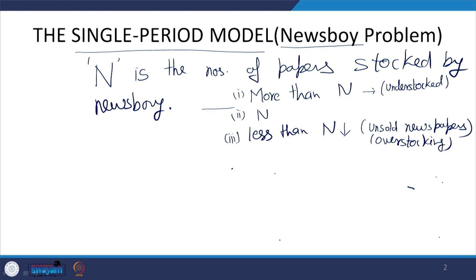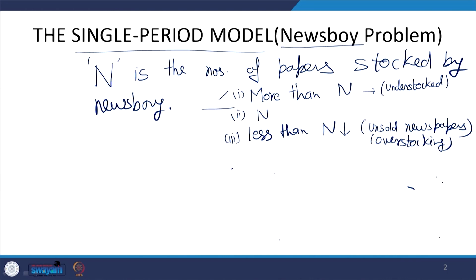So, three possibilities are there: either you have understocked the newspapers, or you have stocked exactly that much which is going to be the demand, and the third possibility is that you have overstocked. We do not want understocked situations, we do not want overstocked situations. If you are left with some inventory at the end of the period, that is going to be losses. If you are understocking, you are deprived of additional profit which is possible. So, both these scenarios are not desirable.